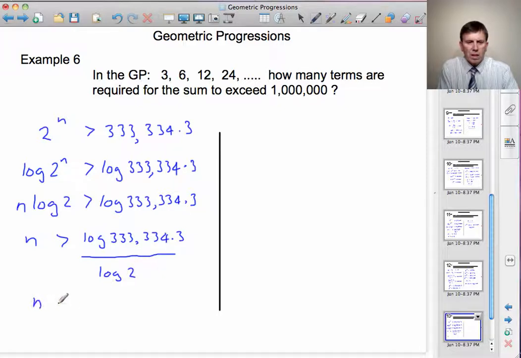And if we stick that in the calculator, the answer we get is 18.3. So n is greater than 18.3. But n is a whole number, it's the number of a term. So n must be 19, which is the same answer we got using trial and error. The choice is yours.